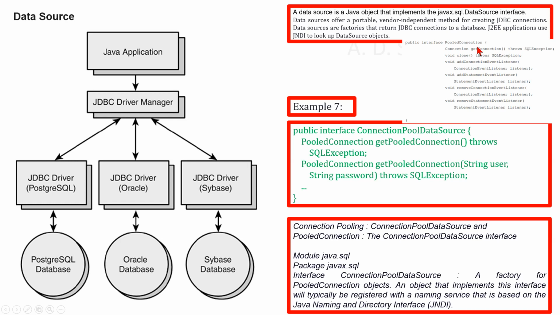This code example shows the PooledConnection interface definition. When the application is finished using the connection, it closes the logical connection using the method connection.close. This closes the logical connection but does not close the physical connection. Instead, the physical connection is returned to the pool so that it can be reused.